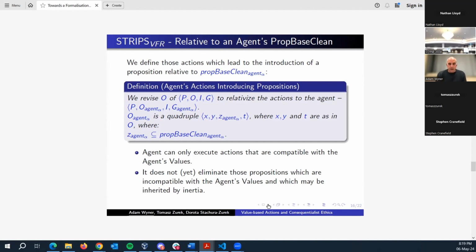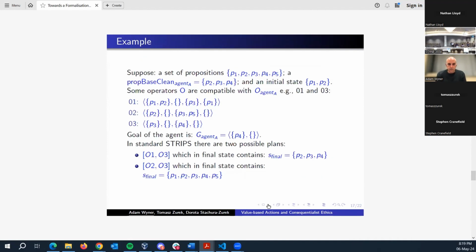At this point, we're not eliminating propositions that are incompatible with an agent's value, and also there may be propositions that are inherited by inertia, and we can take a look at that a bit later. Next slide, please. So here as an example, we've just got several more slides to give an example.